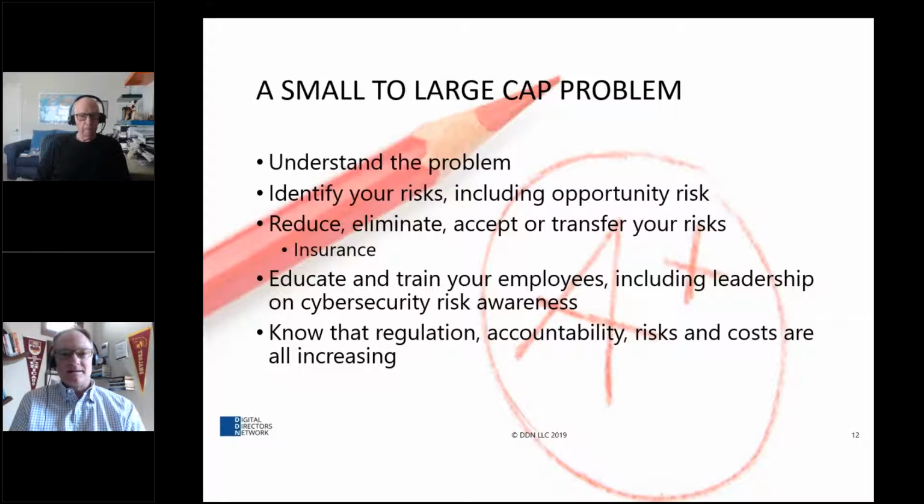So who's the weakest link amongst your employee base? They're out there. If you don't know who they are, they're out there. And then know that the regulation, the accountability, the risks and costs are all increasing on these issues. From government regulation to regulators in your supply chain holding you to higher standards of accountability on this issue. It's not going away; it's getting worse, and the sticks and the penalties are going up. The stakes are going up.